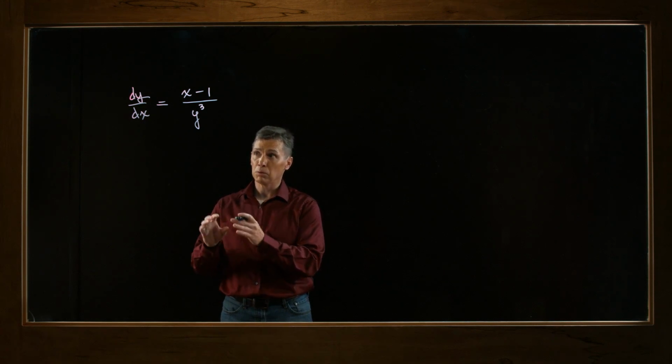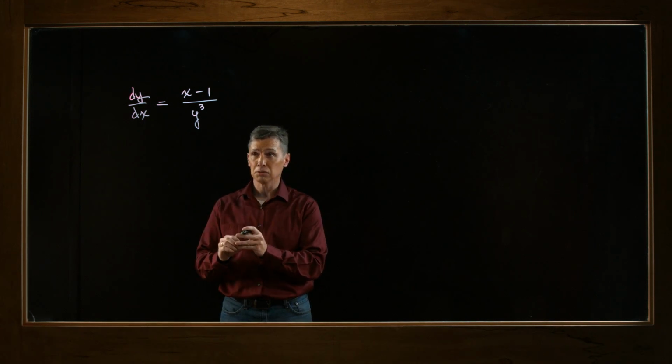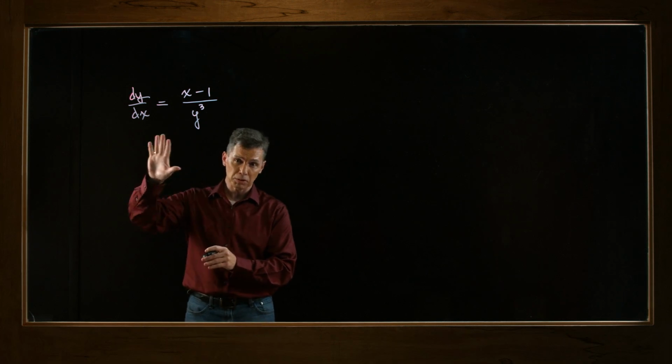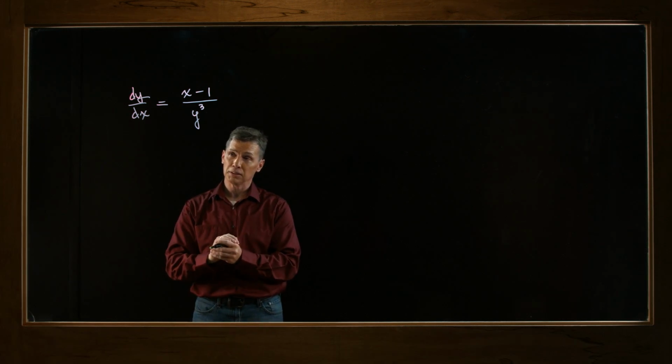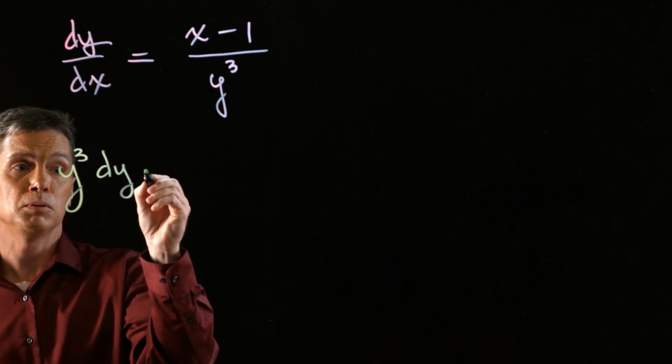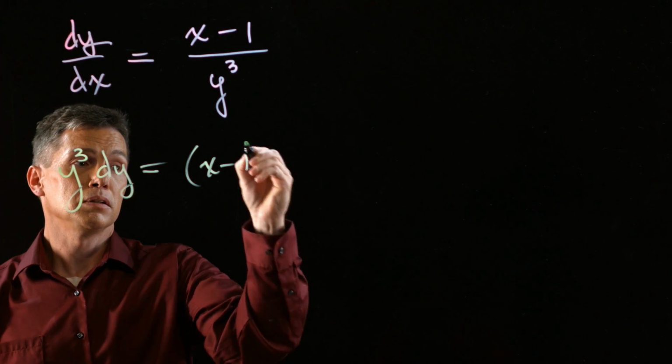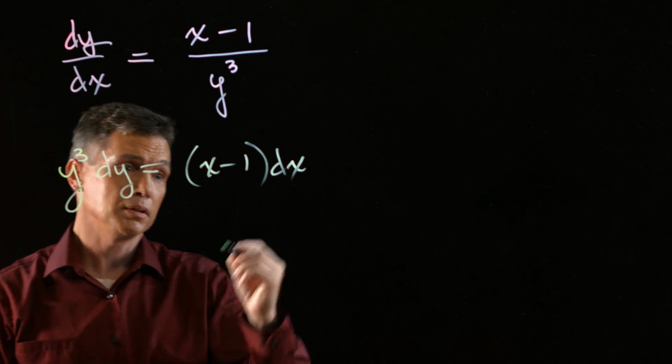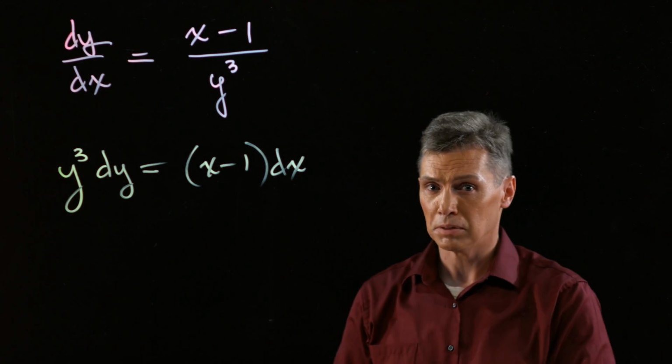So for my first step, I'll want to do that act of separating. I'll do some algebra to separate the variables, all the y's on one side, all the x's on the other. In this case, I'll just end up with y cubed dy equals x minus 1 dx. First step, separate the variables.